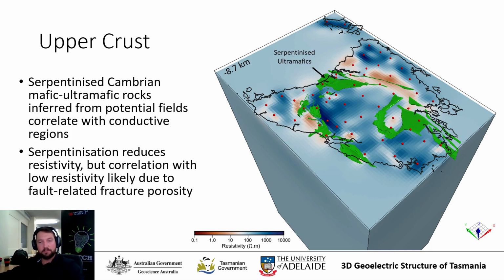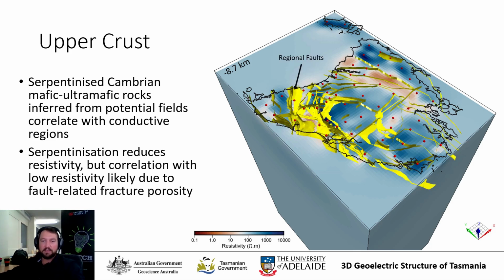But the relationship between ultramafics and elevated upper crustal conductivity is a bit complicated, given that a lot of these ultramafic slivers are fault bounded, so elevated conductivity might be due to a mixture of both serpentinization and fracture-induced porosity.